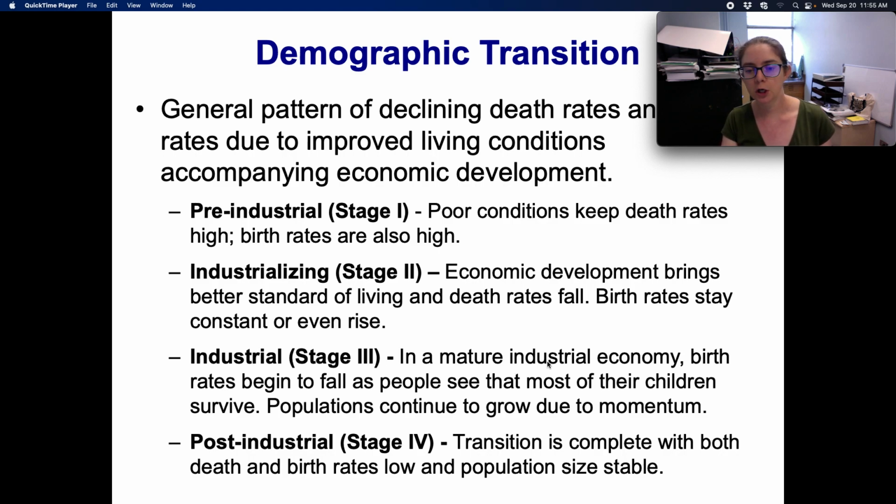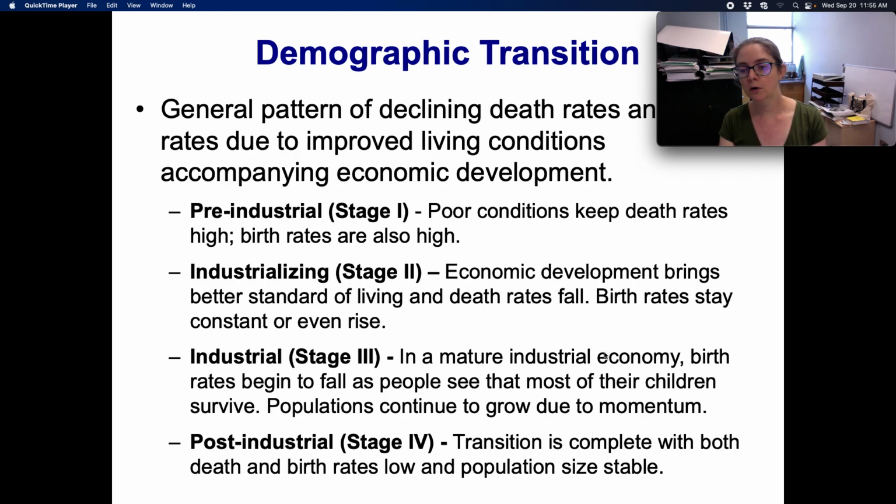All right, so stage three is when they're fully industrial. We have a mature industrial economy in the country. Birth rates begin to fall as people see most of their children survive. It becomes more expensive to have a lot of children if you're trying to give them all a higher standard of living. Also, in this stage, there are more people working, and so there are more choices for women of what to do with their lives than just to be a mother and take care of children. And so that also contributes to lowering the birth rates.